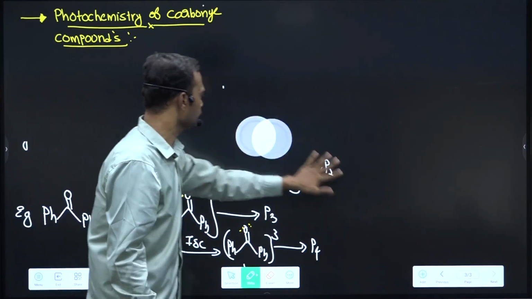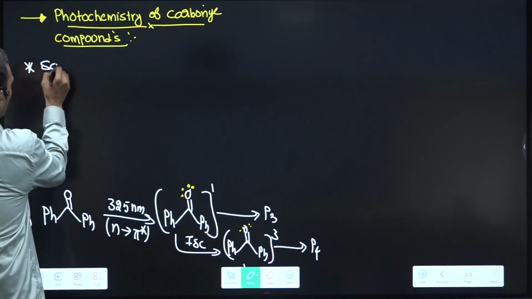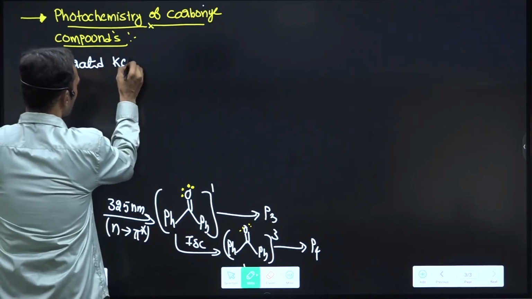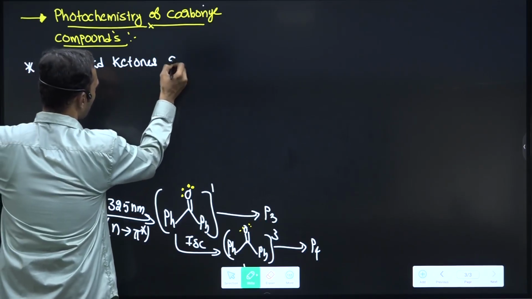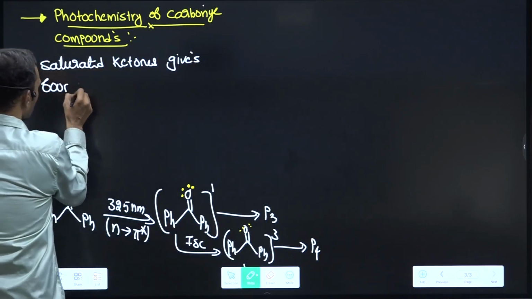Right. Write down. Saturated ketone gives 4 possible transitions.